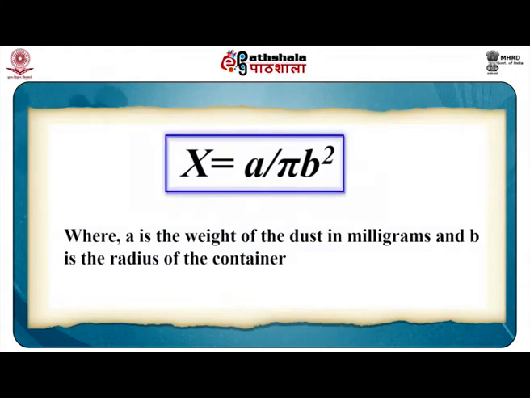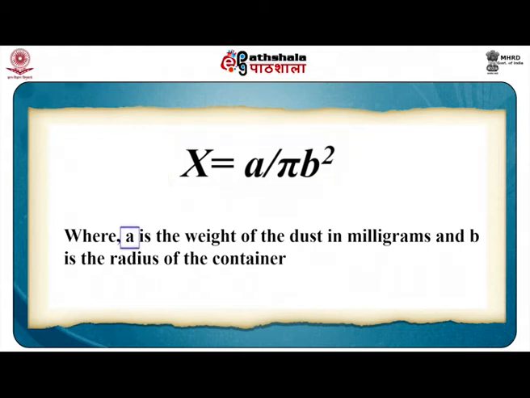X is equal to A upon pi b squared, where A is the weight of the dust in milligrams and b is the radius of the container.